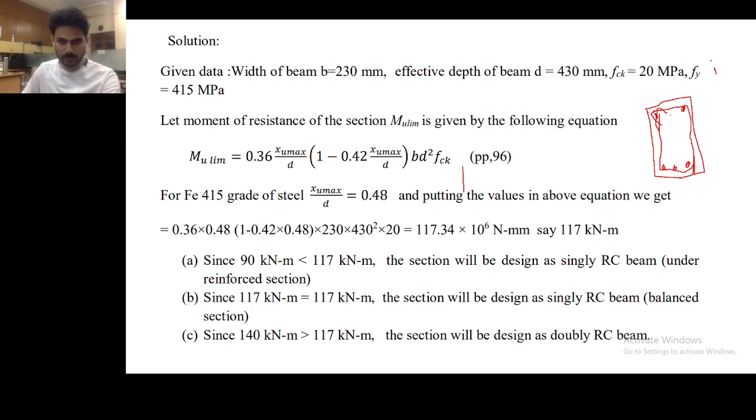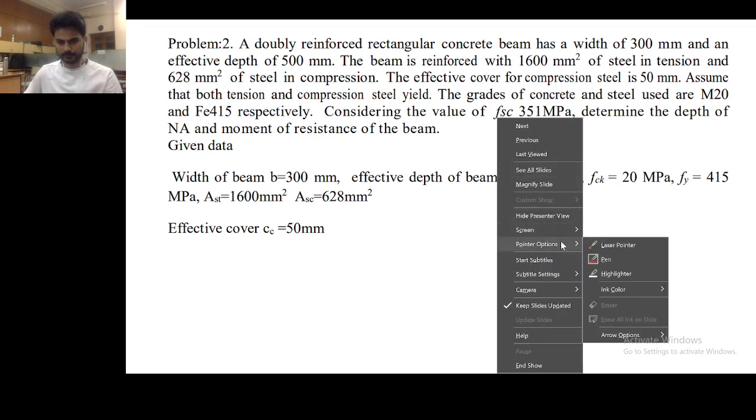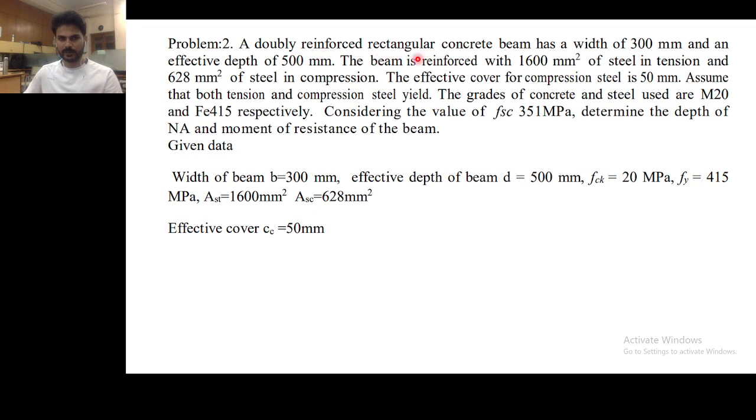Okay, so the next problem. Problem number 2 is a doubly reinforced beam. A doubly reinforced rectangular concrete beam has a width of 300 and an effective depth of 500. The beam is reinforced with 1600 mm square of steel in tension and 628 of steel in compression. Directly they have given ASC and AST also. The effective cover for the compression steel is 50 mm, and assume that both the tension and compression steel yield.